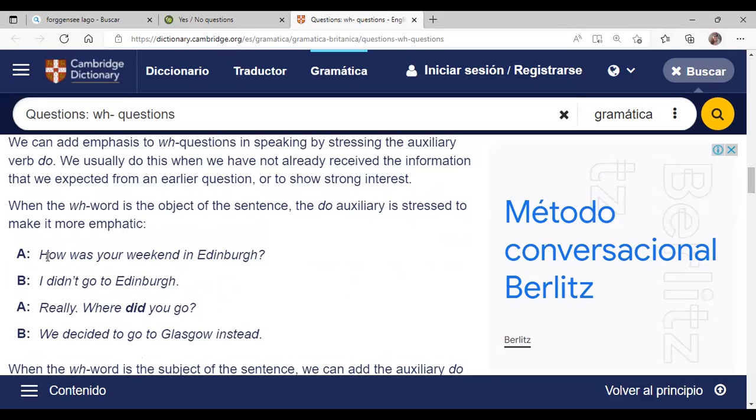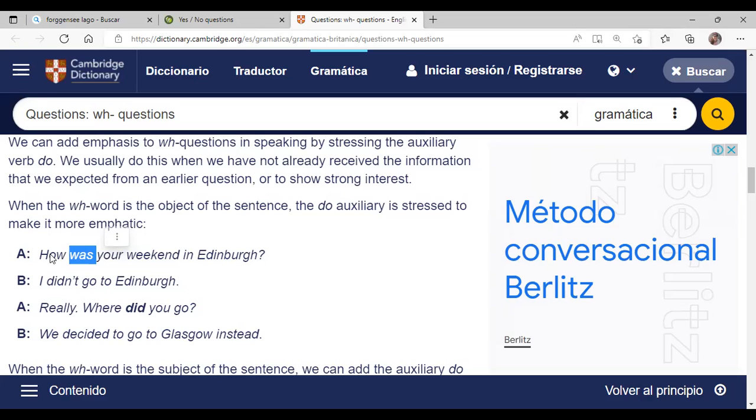So for example, in this question, how was your weekend in Edinburgh? You can emphasize how, because it's a question word. You can emphasize weekend, because it's a noun, and you can emphasize Edinburgh, because it's another noun. We never emphasize prepositions. We never emphasize pronouns, or in this case, possessive adjectives, and we never emphasize auxiliaries in questions, okay? So that's very important to know when you are asking a question.